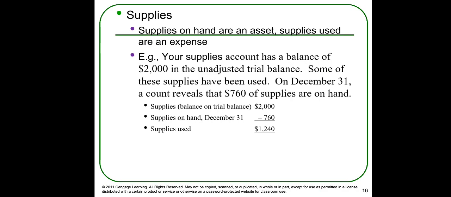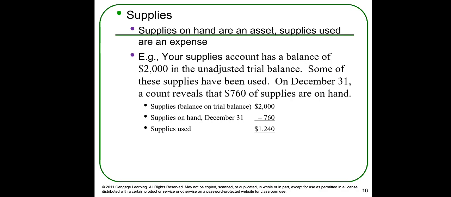So the situation is like this. Let's say you have a business. At the beginning of the year, you have $2,000 supplies in your account and also in your shop. So these are assets, like I said earlier. So during the year, you have used these supplies. So at the end of the year, on the 31st of December, when you close your account, you calculate or count your supplies. You found that $760 of supplies are on hand, still unused. So if this is the situation, how do you do the adjusting entry for this asset supplies?